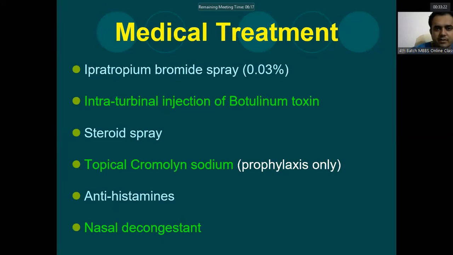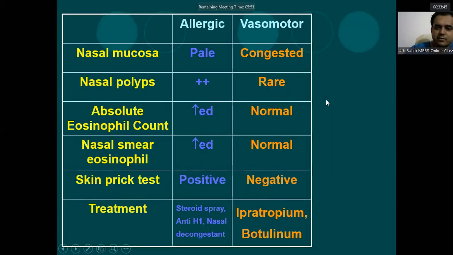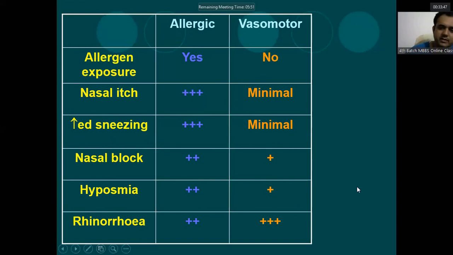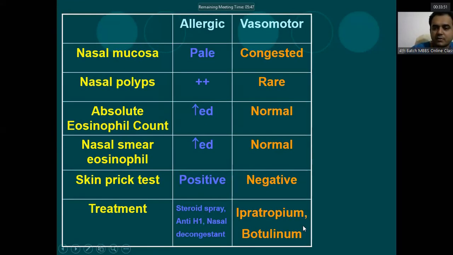Medical treatment: ipratropium bromide spray 0.03%. Intraturbinal injection of botulinum toxin. Steroid spray can also be given. Topical cromolyn sodium, antihistamines, and nasal decongestants. So the treatment is mostly the same, but here our choice of spray is ipratropium bromide. Right? So it is mostly given in vasomotor rhinitis, and it helps to improve rhinorrhea, because rhinorrhea is so pronounced in vasomotor rhinitis.